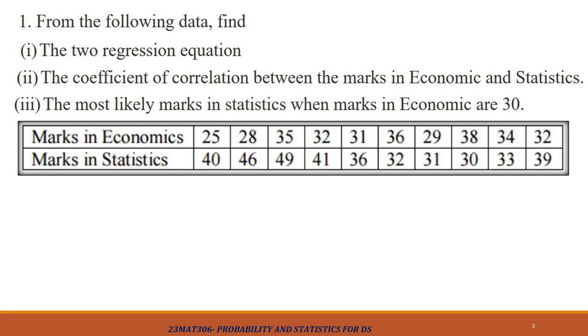In the first problem, we have to find the two regression equations, that is the x minus x bar line equation and the y minus y bar equation. Next, we will find the coefficient of correlation between the marks in economics and statistics. Then we will calculate the most likely marks in statistics when the marks in economics are 30. Some data is given. The first row represents the marks in economics, and the second row represents the marks in statistics.